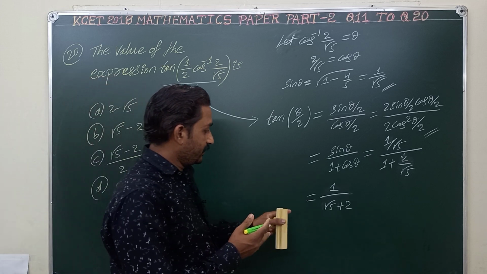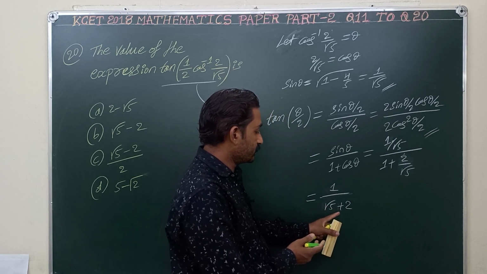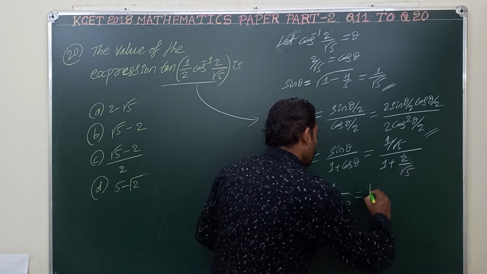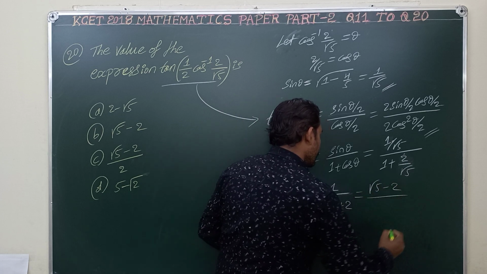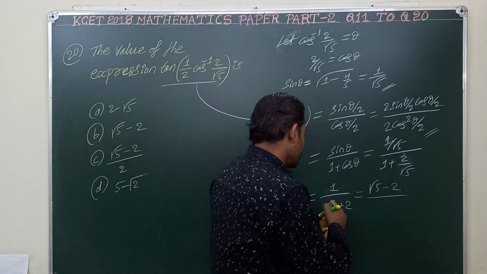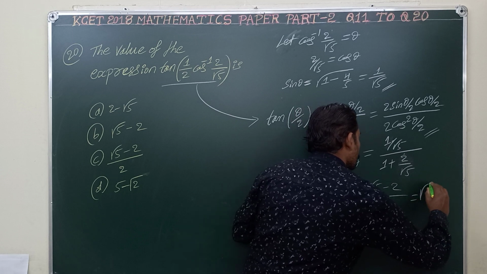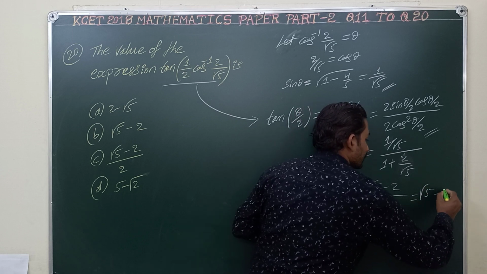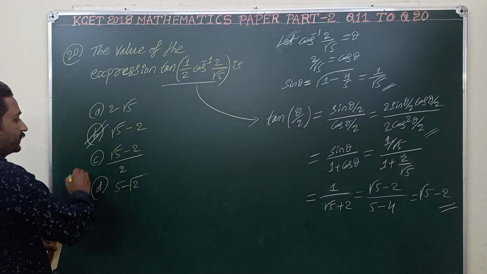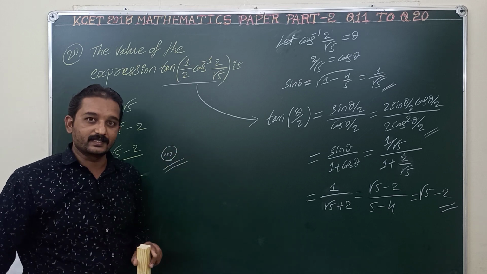So simplification is essential in this case. Rationalization: what does rationalization mean? Multiply both numerator and denominator by root 5 minus 2. The numerator becomes root 5 minus 2, and the denominator, a plus b into a minus b, is nothing but a square minus b square, that means 5 minus 4. So it becomes root 5 minus 2, which is the correct answer in this case. Option B is correct. So this is a moderate problem. Most of the students solve this question easily.